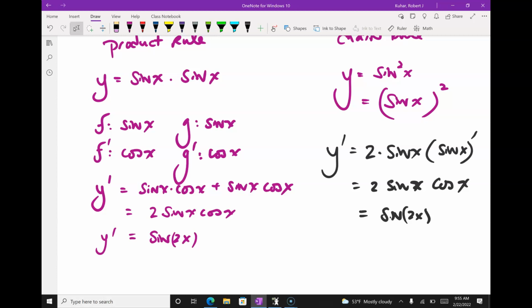Do you want to see that as a loop? Anybody want to see that as a loop? Yes?